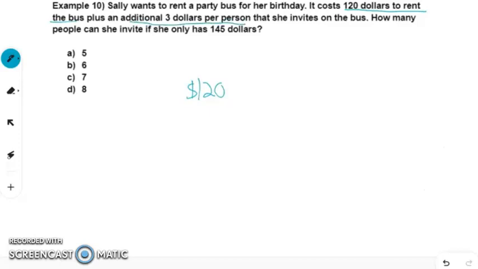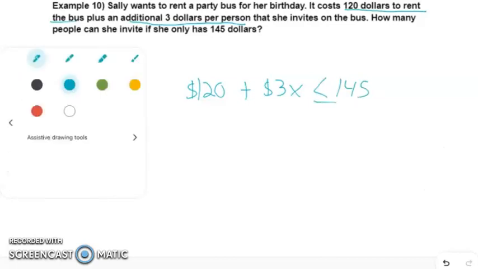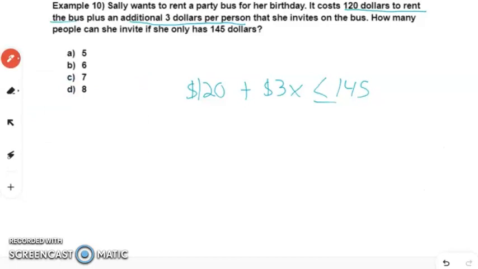So, first off, I'm going to say that x is going to represent the number of people on the bus. So I'm going to have $120 plus $3 per person. And remember we said x is the person, right? The people that can come on the bus. And then how many people can she invite if she only has 145? Well, I have to have either $145 or less. So it's going to be less than or equal to 145.